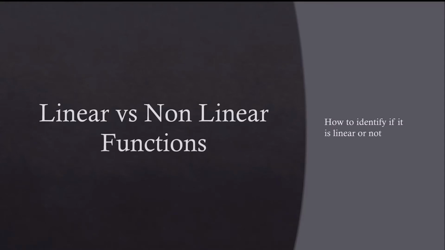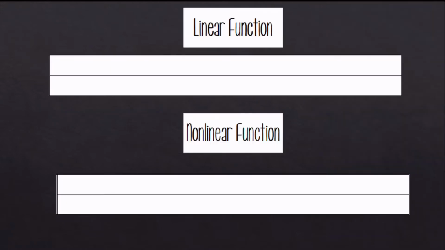Okay, so we've been dealing with linear functions. And most of what we've had now has all been linear, but we need to know how to identify if something is linear. If it's linear, it has a constant rate of change. Okay, meaning as we go up it is going to have the same change. So let's first review linear function versus nonlinear function.